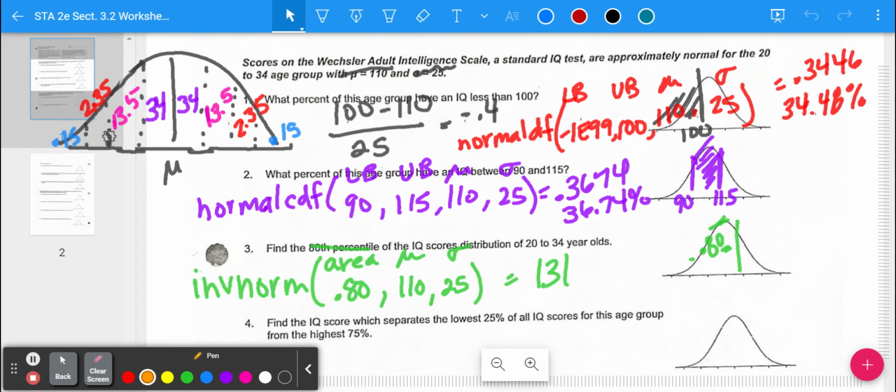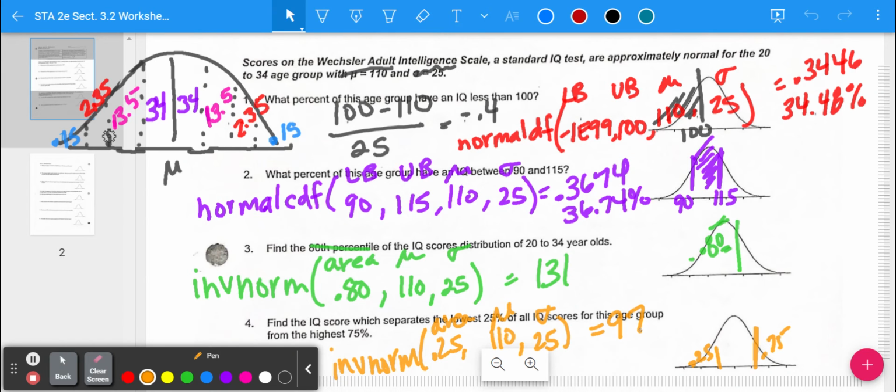For number 4, this is a 2-part question. What numbers are going to separate the lowest 25% from the highest 75%? Well, the lowest 25%, we're going to run the inverse normal of this, and then the highest 75 will also be here, so the 0.75. So as you get ready to run these in the calculator, you want to work backwards again, so we'll run the inverse normal, just like we did before, making sure you label your parts for the area. So the inverse normal of 0.25, that's my area, with a mean of 110 and a standard deviation of 25. That's going to give me a score of 97.